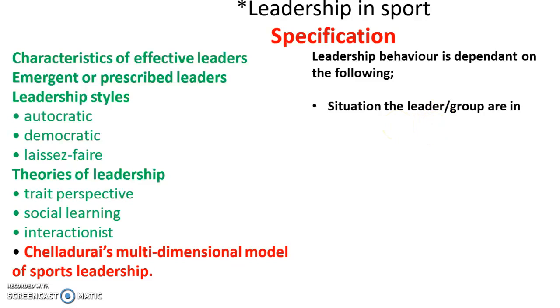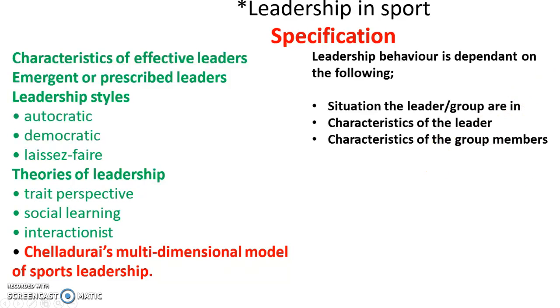So, for example, if the leader is in an extremely dangerous situation with a group, or it's an extremely large group in a dangerous situation, that, as you probably remember from last lesson, would mean they're more likely to use an autocratic style of leadership. Another variable would be the characteristics of the leader themselves. So, for example, if that leader is extremely experienced, this might mean that they feel confident in a certain style of leadership. Finally, the characteristics of the group members.